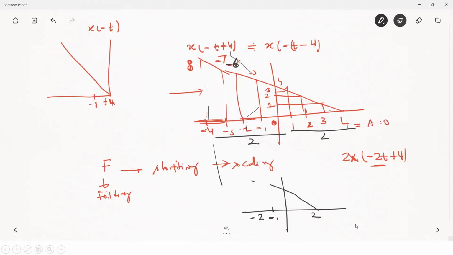Okay, now the signal will become, at 2 it is 0, and at 0 it remains 4, okay? At minus 1, you will get the same value that was at minus 2. At minus 2, you can see clearly it was 6.